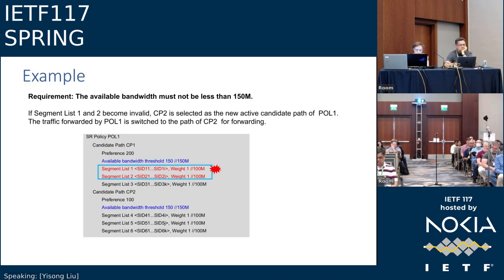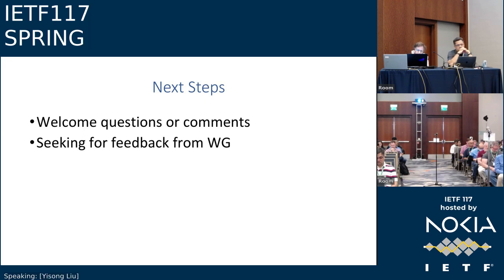So here's the example from the previous slide. We can see how this mechanism works. If SR1 and SR2 become invalid, we have CP2 that can meet the bandwidth. So by this mechanism, the traffic will switch to the path of CP2 for forwarding. Next slide, please. So that's all. We welcome the questions and comments. We want to get more feedback from the working group. Thank you.